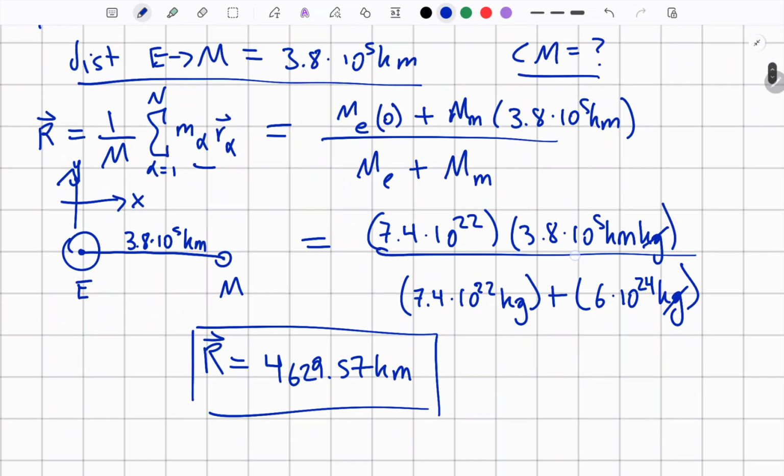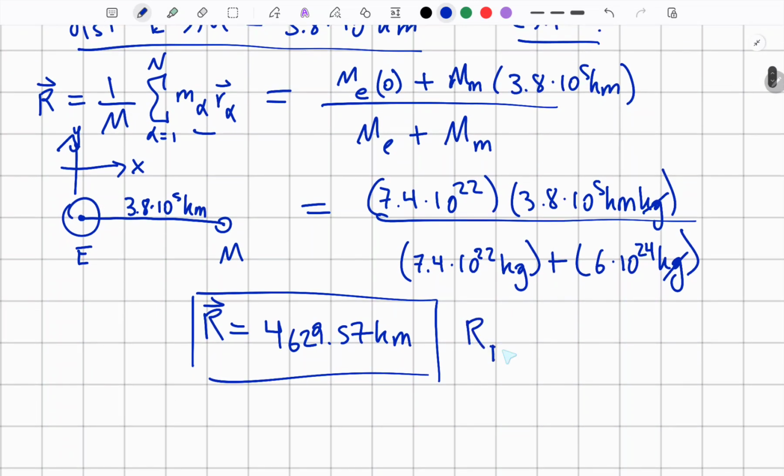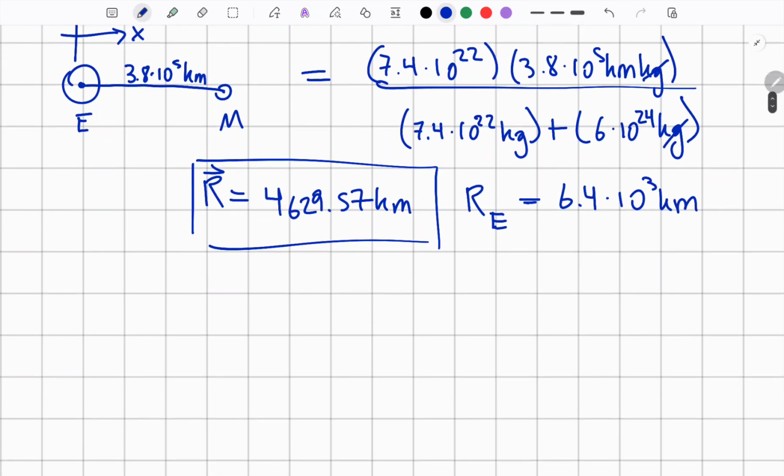If you look at the radius of the Earth, we know that the radius of the Earth is 6.4 times 10 to the 3rd kilometers, 6,400 kilometers. So the ratio, first of all, it's going to be positioned inside of the Earth because that center of mass is less than the radius of the Earth. So the Earth-Moon center of mass is actually positioned within the Earth itself.